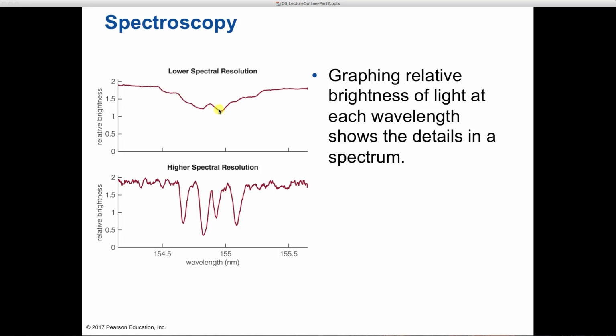That means some light has been absorbed for these wavelengths, and then the brightness goes back up. So there's some chemical, some molecule that's absorbing light that's coming from whatever this object is that you're looking at. Well, there's not a lot of detail here. It's kind of hard to see what's going on.